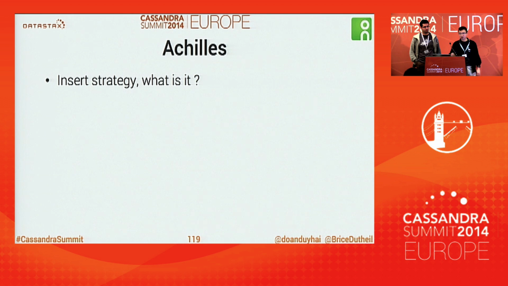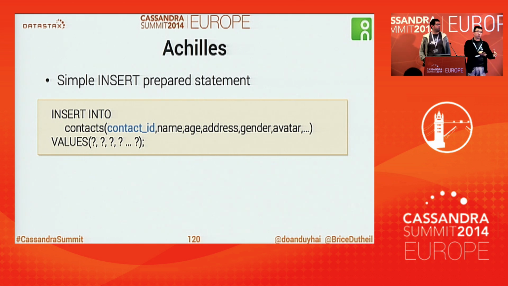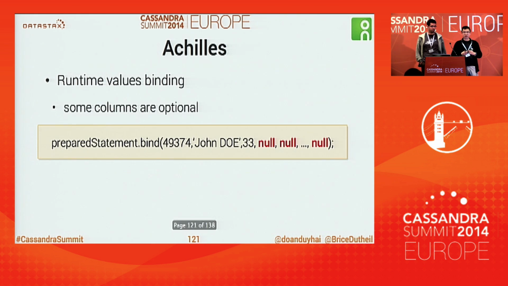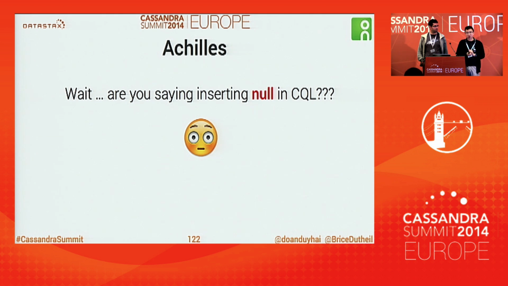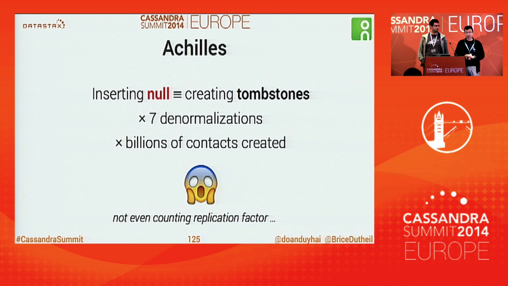Another interesting thing we discovered is insert strategy. What is it? Suppose you are preparing this query to create a new contact. So you are putting all the possible columns in your prepared statement. But most of the columns are optional. So at runtime, you may bind null values, of course. The thing is that you are inserting null with CQL. And inserting nulls means deleting data, means creating tombstones, times 7 denormalization, times billions of contacts created.